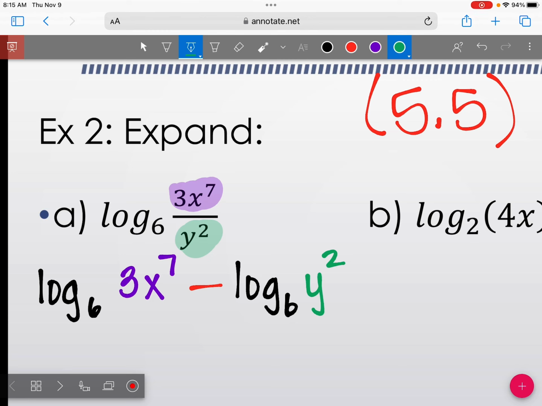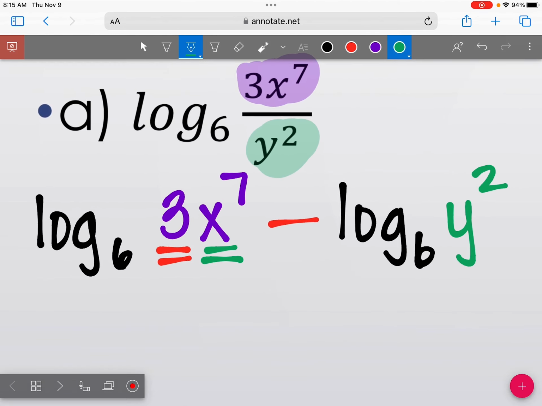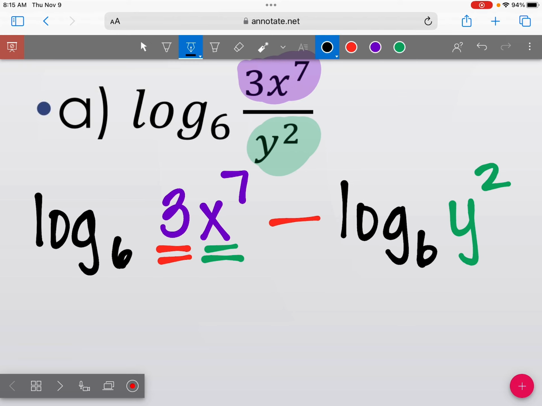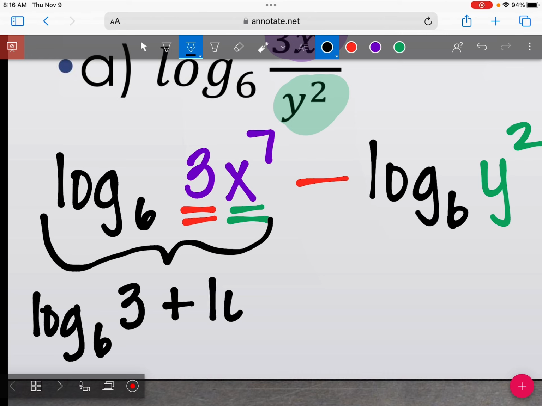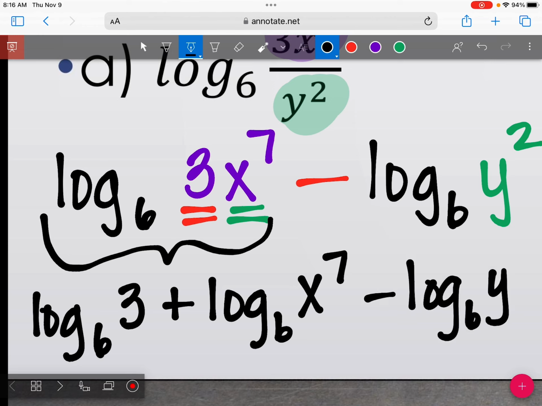All right, so then the next thing we're going to look at is what we have here in each of these pieces. I'm noticing that I have a 3 and an x to the 7th, and these two terms are being multiplied. So how do we expand multiplication? With addition. So this term is going to expand even more: log base 6 of 3 plus log base 6 of x to the 7th. And then everything after my subtraction sign is not changing yet.